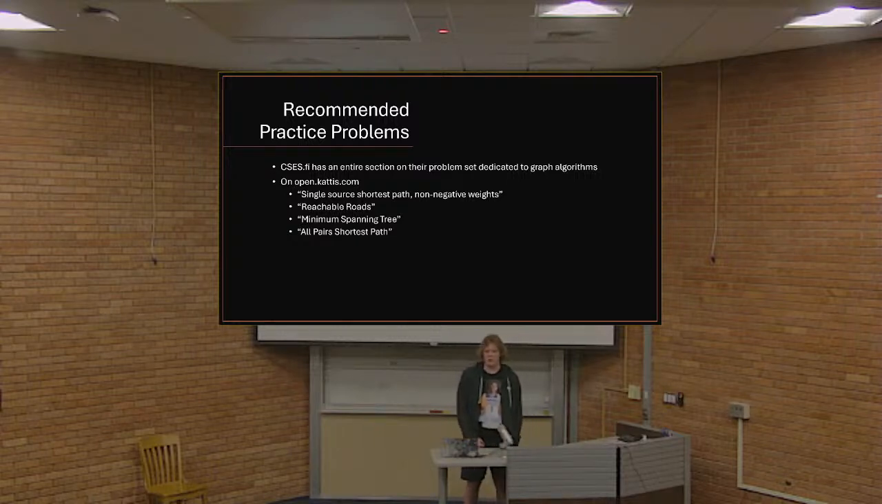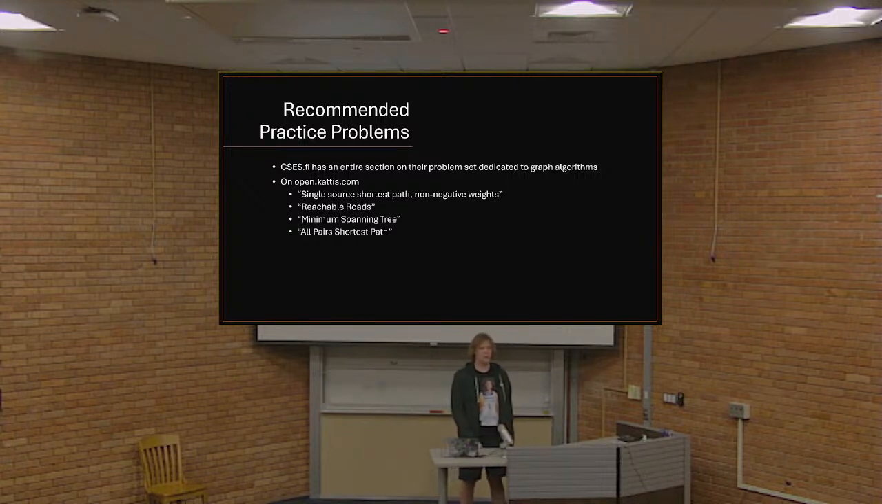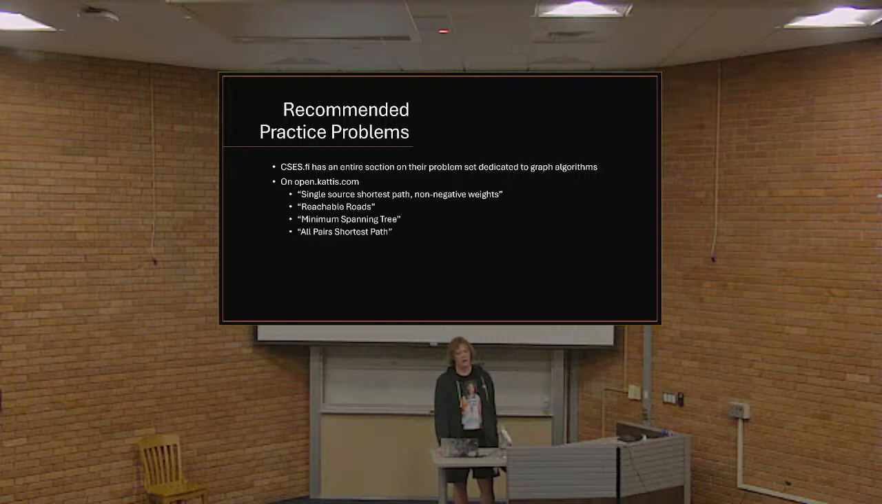Most of them aren't going to be as obviously graph theory as these problems. All of these are, especially the single source shortest path, non-negative weights. It literally tells you exactly what you're going to be given, so it's pretty easy to tell what algorithm you're going to need to use. But for the most part, they're not just going to give you a question like this, just implement Dijkstra's. It's going to be more nuanced than that, and you're going to have to interpret what they mean and what they want.